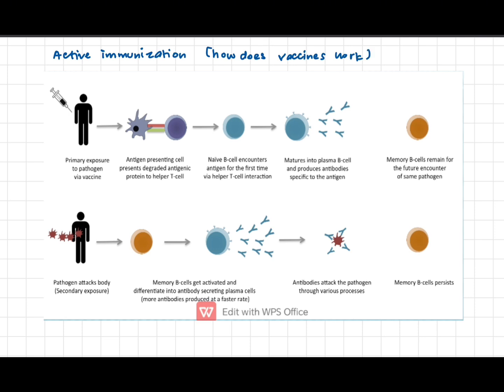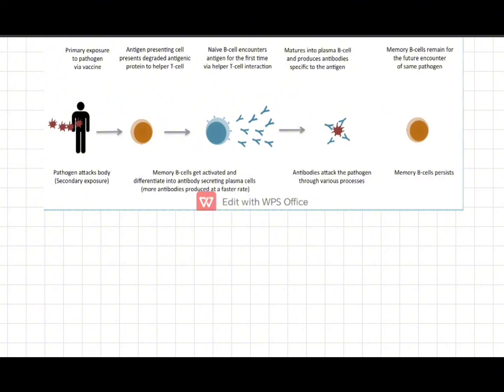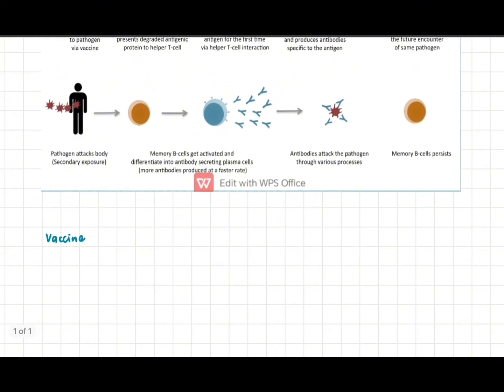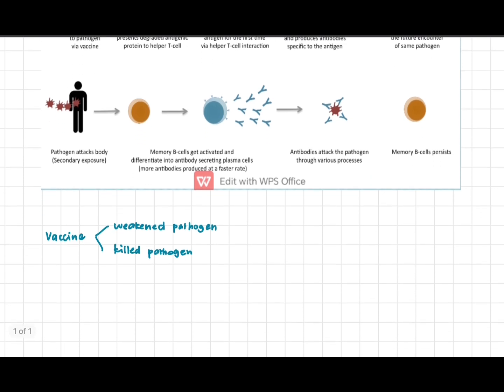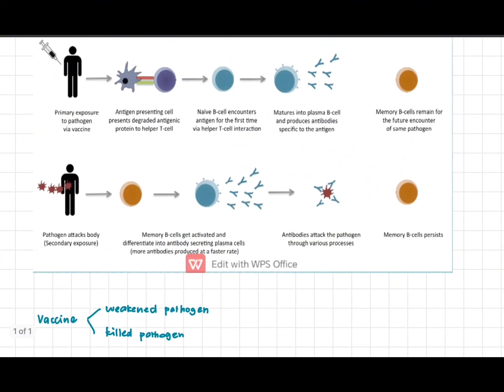Okay, so first of all, vaccines are produced by using either weakened or killed pathogens, which are designed to mimic the natural infection process. So when a vaccine is administered, it introduces the pathogen's antigens into the body.